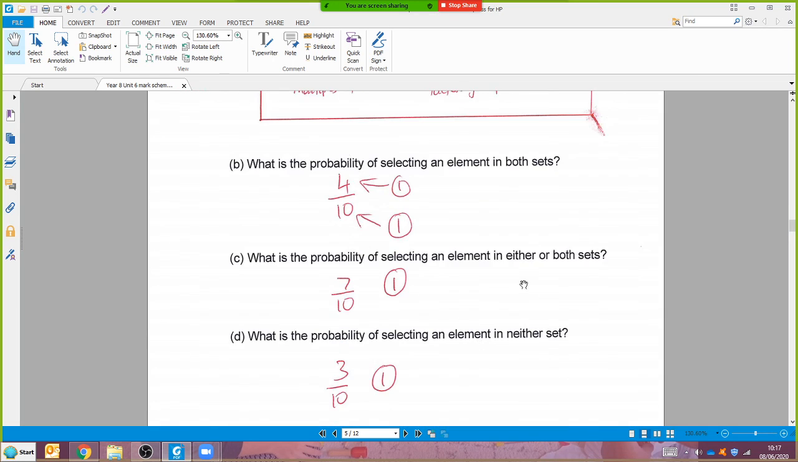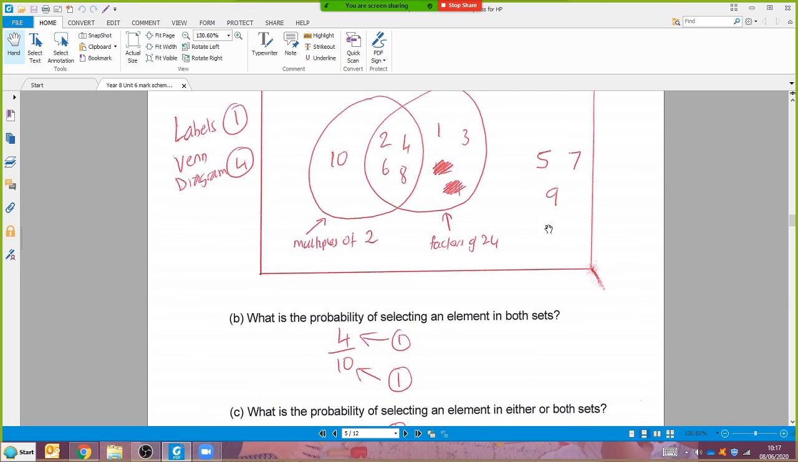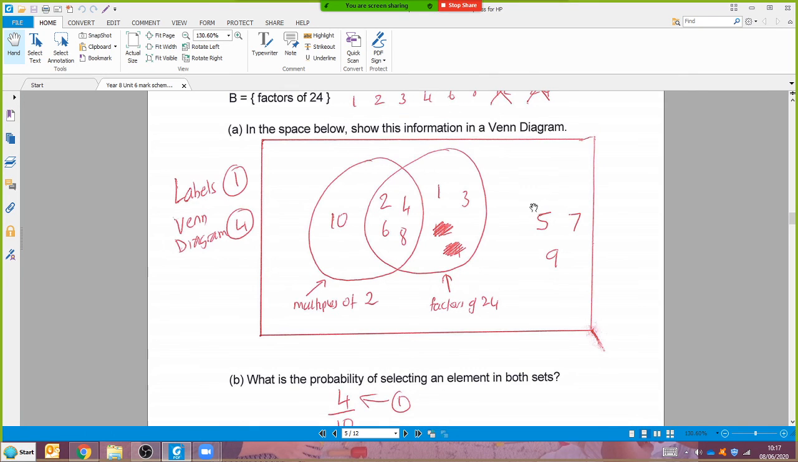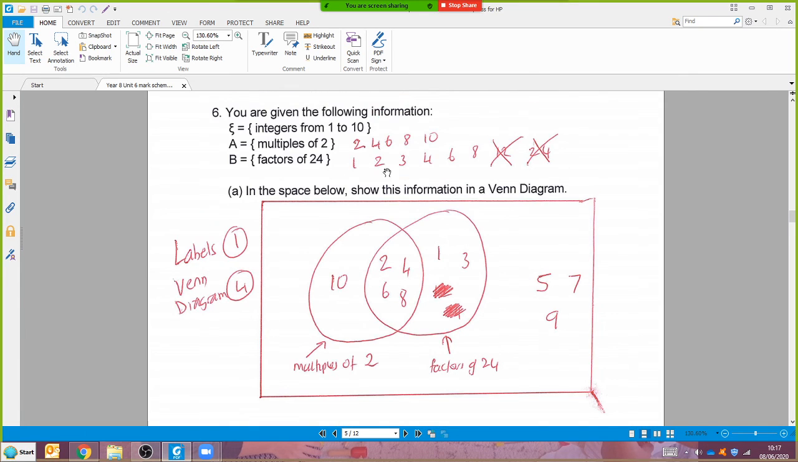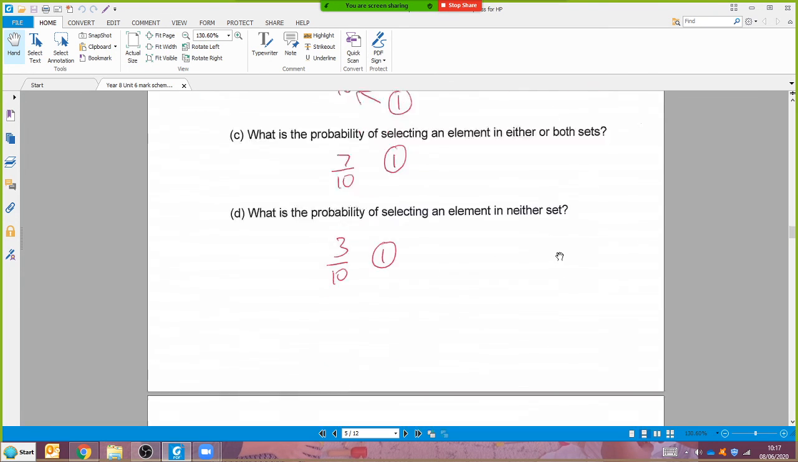What is the probability of selecting elements in neither set? Well, these 3 don't belong to either set. They don't belong as multiples of 2, and they don't belong as factors of 24. So it's 3 out of those 10 numbers.